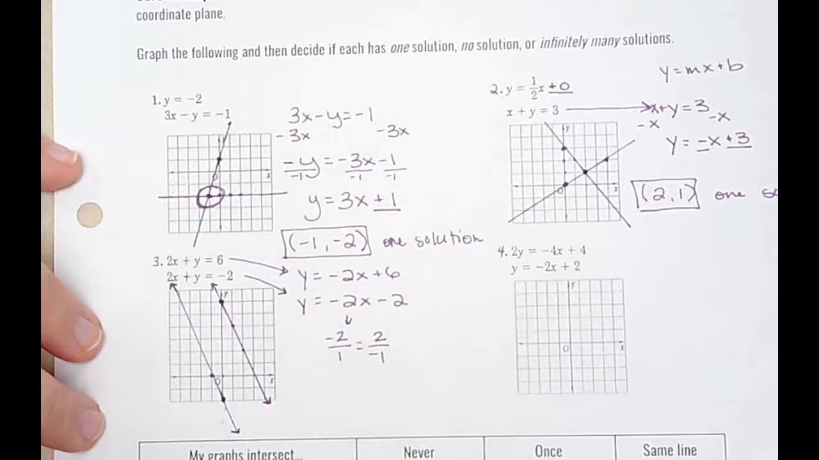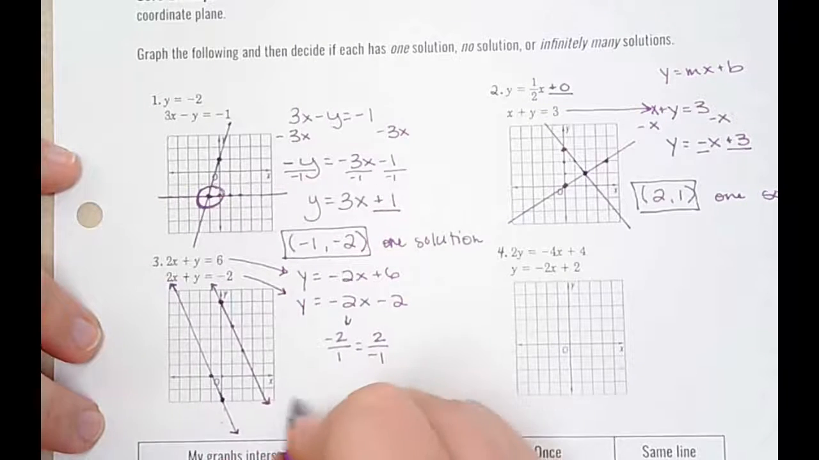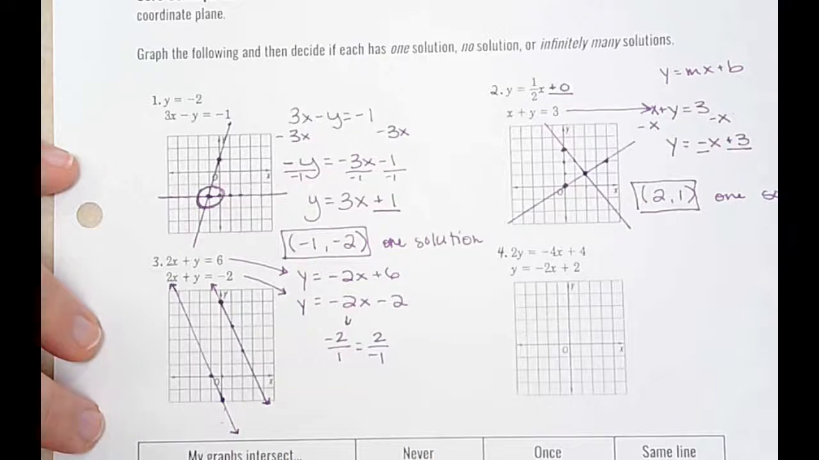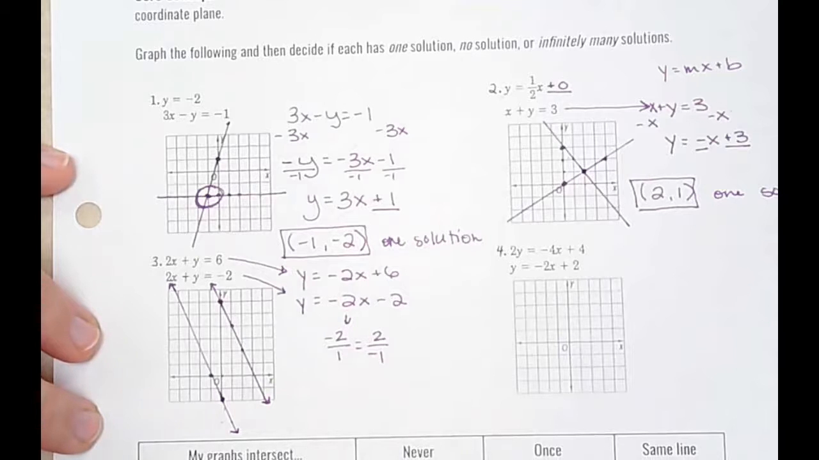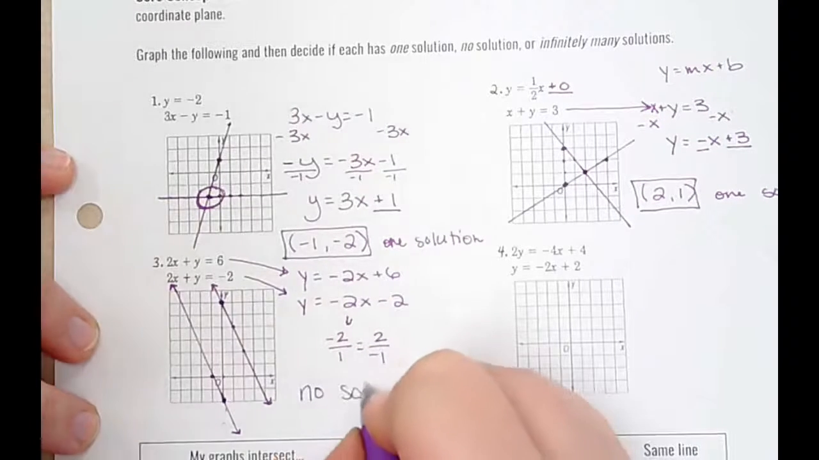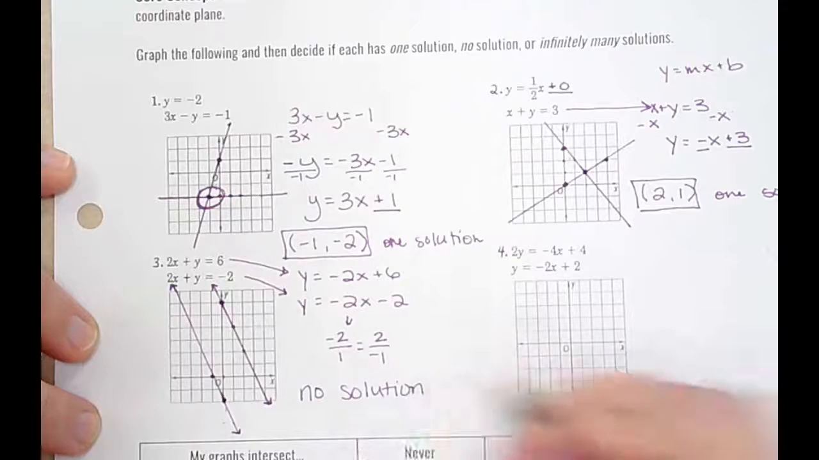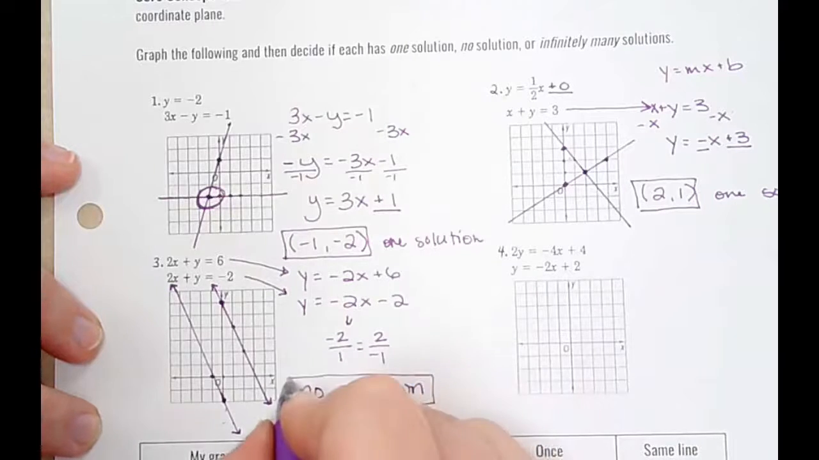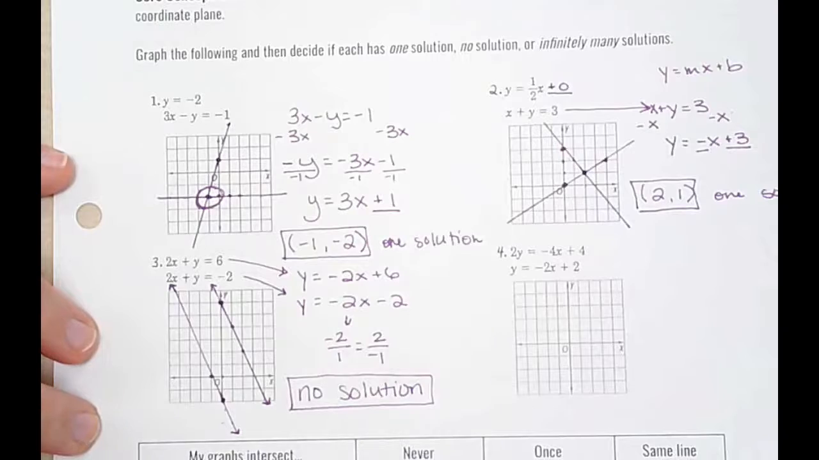So there's no point that we could definitively say, yes, here's where the graphs are equal. Since there's no point, we say that these graphs have no solution, because there's no point in here that matches.